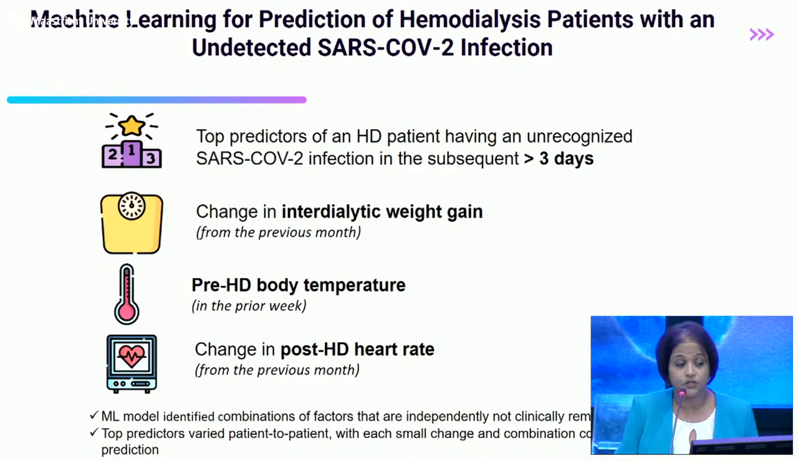The top three predictors of the model were changes in intradialytic weight gain from the previous month, alluding to the fact that they may have had a loss in appetite, pre-HD body temperature from the prior week, and changes in post-HD heart rate. The changes were subtle, so the machine learning model was able to identify combinations of these factors that are clinically independently not remarkable. The reason the study is important is because if we can proactively identify patients of having an adverse event in a pandemic-like situation, we may be able to isolate them in time and thus curb the spread of the disease.